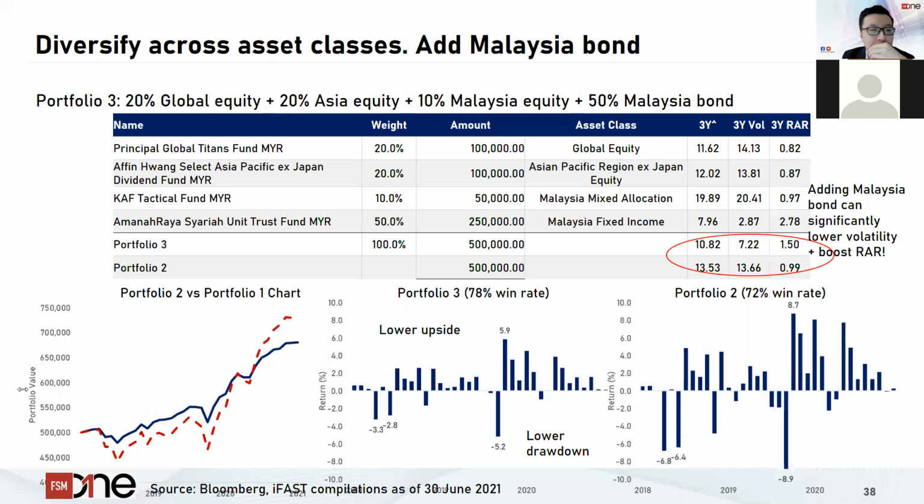US is doing well this year, but last year Asia did well, so that's why we diversify. If US is not doing well, then Asia does well, or vice versa. Then you have both to average the volatility and the portfolio returns.